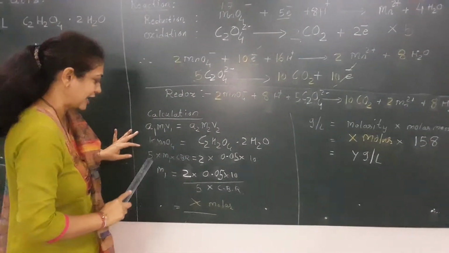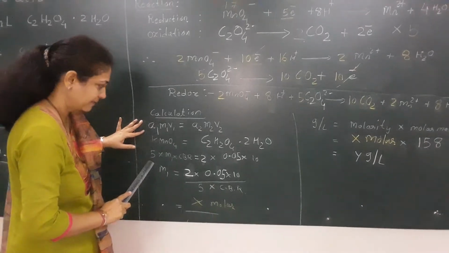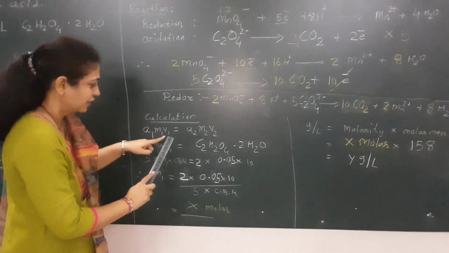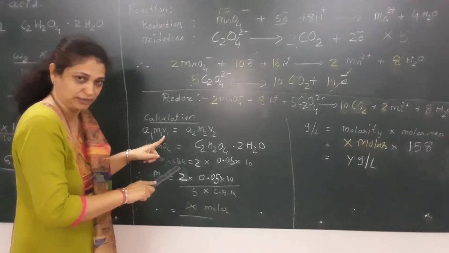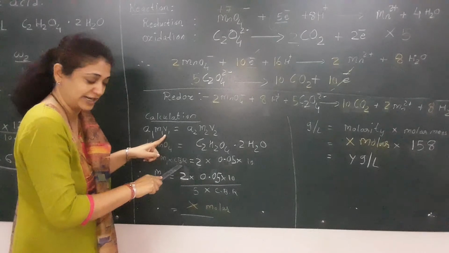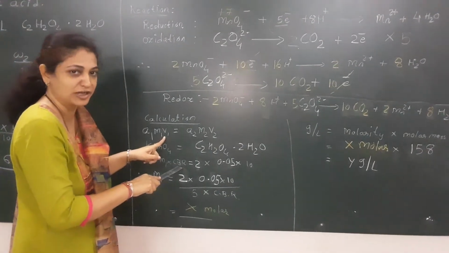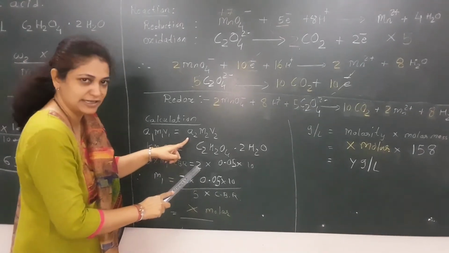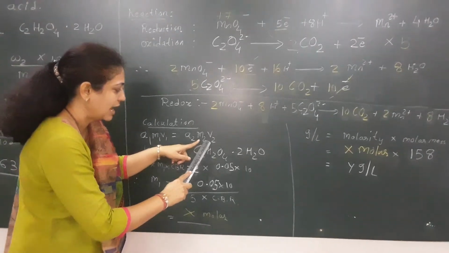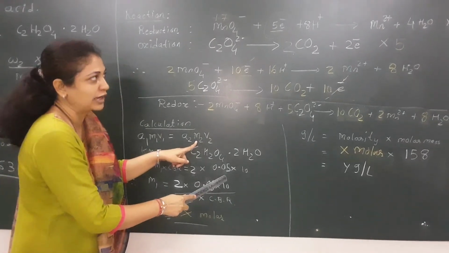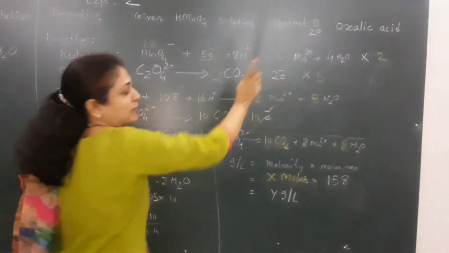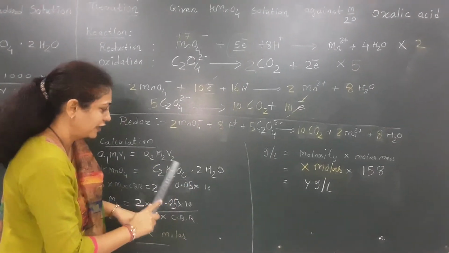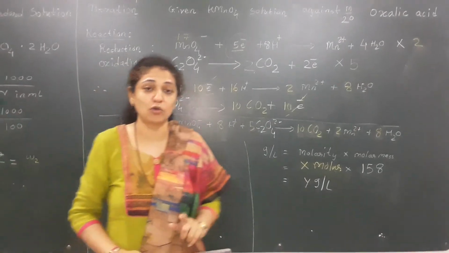So I substitute that here. A1 is 5. M1 of KMnO4 is unknown, so I have written M1 as it is. V1 of KMnO4 is the CBR that I will get from the titration, the constant burette reading or concordant burette reading. A2 is 2. A2 is for oxalic acid. It is losing 2 electrons. M2 is 0.05 because it is a standard solution and we have prepared M by 20. So it is 0.05 and V2 is 10. I have pipetted out 10.